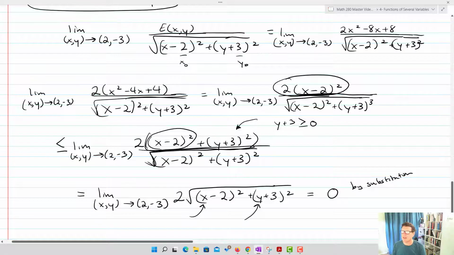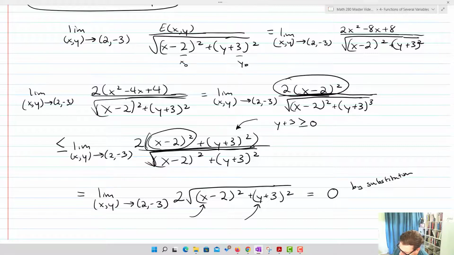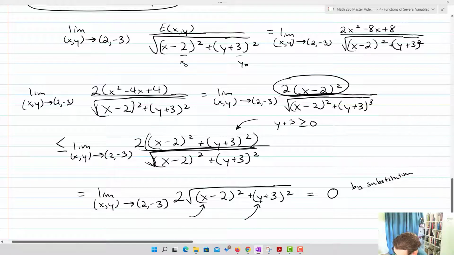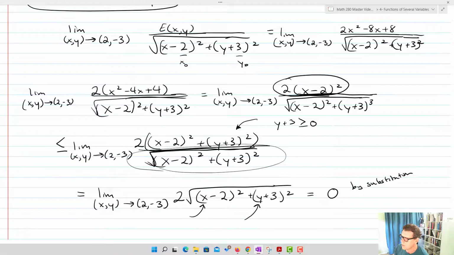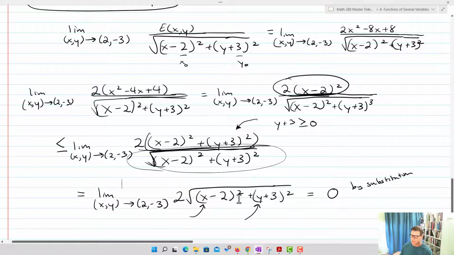It's kind of like the squeeze theorem in some ways, like how we ended up doing this limit. It just requires us to think through and say, okay, is there some way for me to actually get rid of the square root of (x − 2)² + (y + 3)²? And this is actually one way we can go about doing it. Notice now it actually ends up equaling exactly 0, by algebra. So we don't have to check paths, we don't have to do anything with it. We have shown here that E(x,y) over the square root of (x − 2)² + (y + 3)² ends up equaling 0.